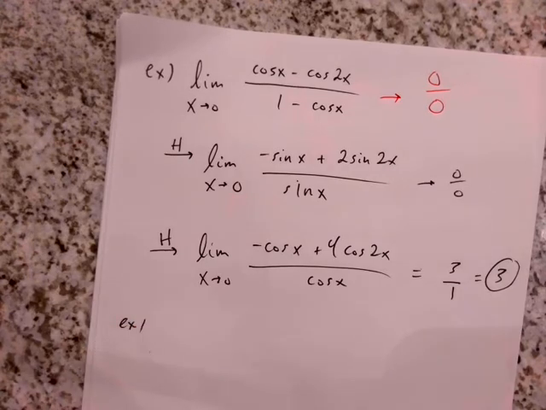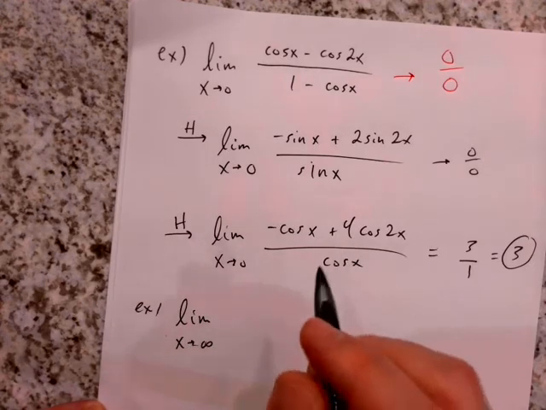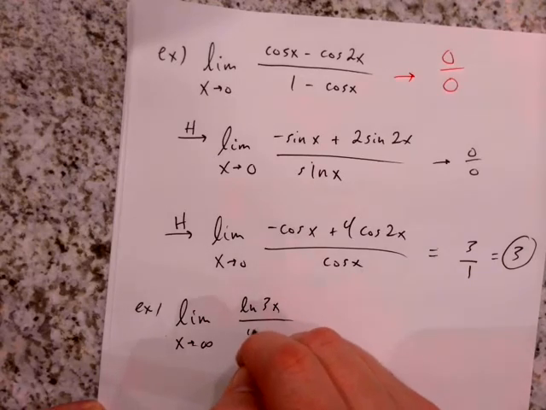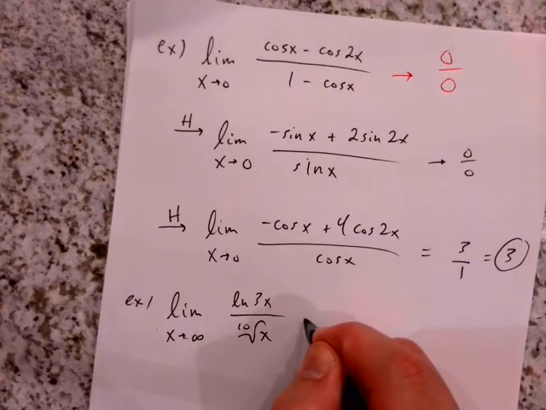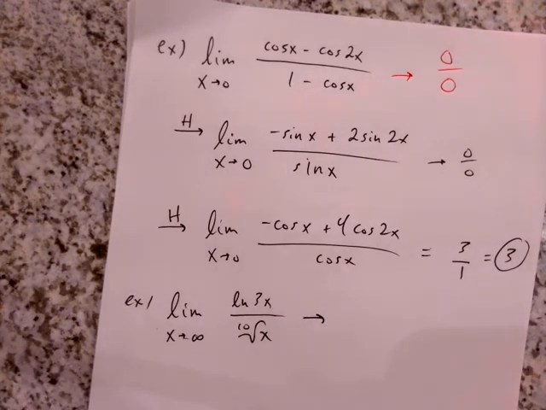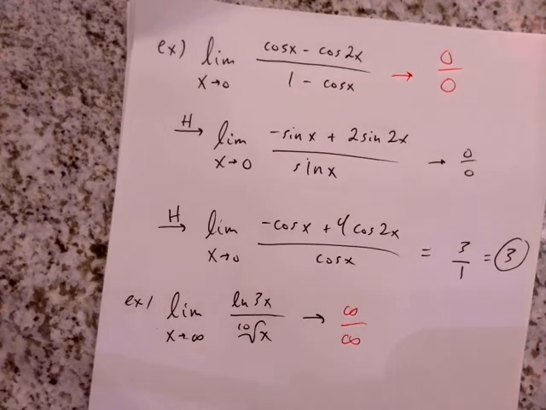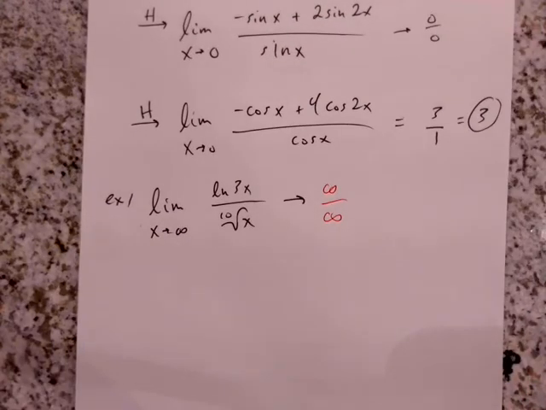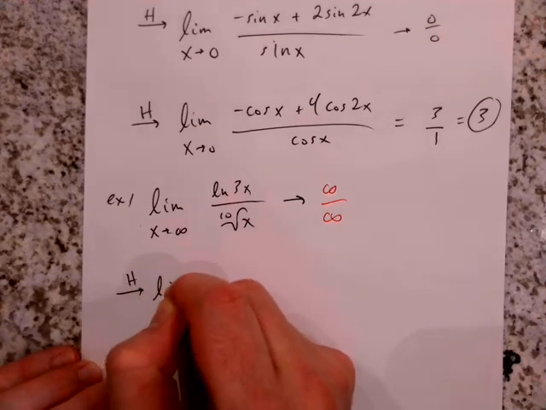As another example, let's do the limit as x approaches infinity of log 3x over the 10th root of x. So we plug infinity into this. Both of these functions are slow growing functions, but they both go to infinity as x goes to infinity. So it's infinity over infinity. This is the other form, which we are allowed to use L'Hopital's rule on.